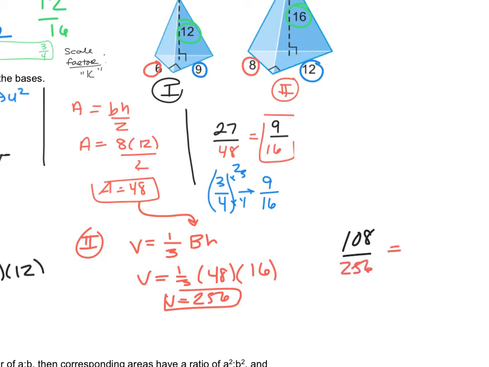We're going to simplify it. We should get 27 over 64. Which actually goes back to our original question of 3/4 cubed. Units cubed, units. That is always going to be the way the ratio works.